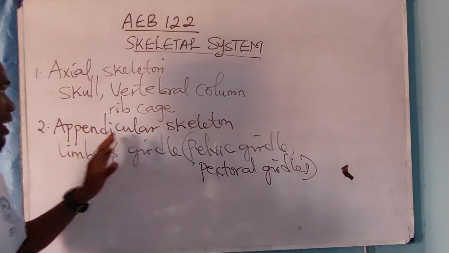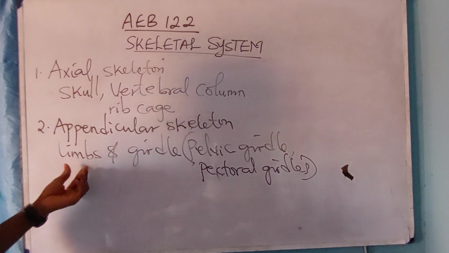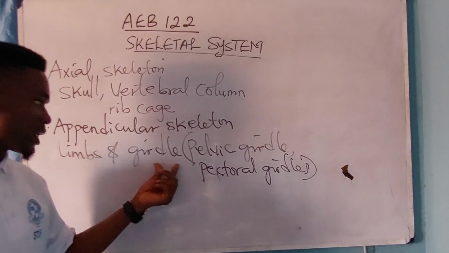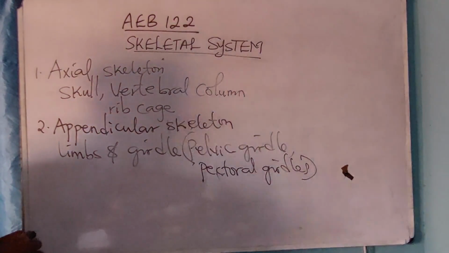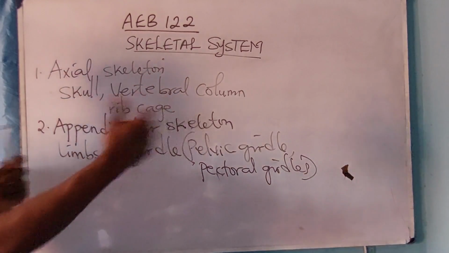Now we have the appendicular skeleton made up of limbs and girdle. The limbs are the arms. The upper part of the limbs is called the humerus.